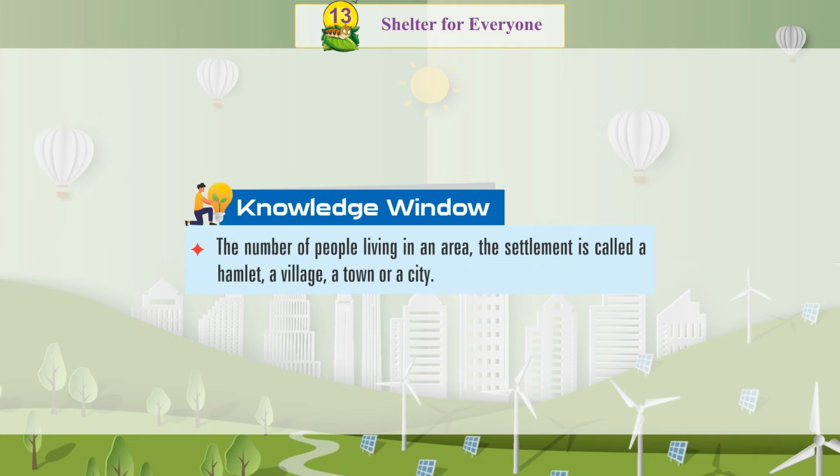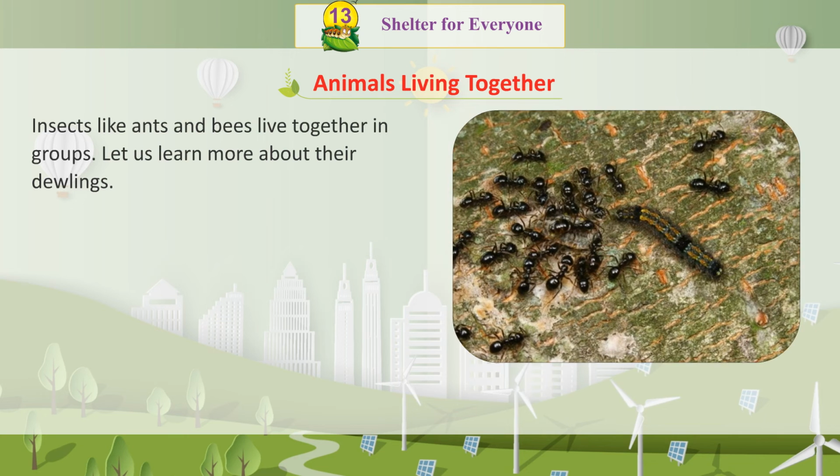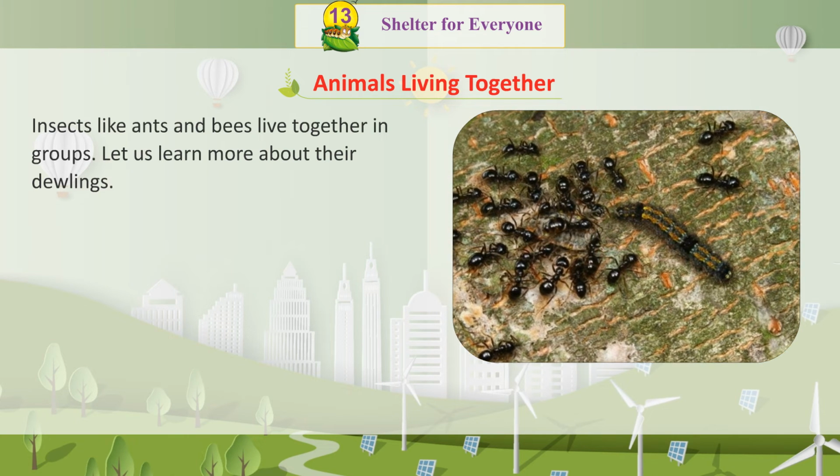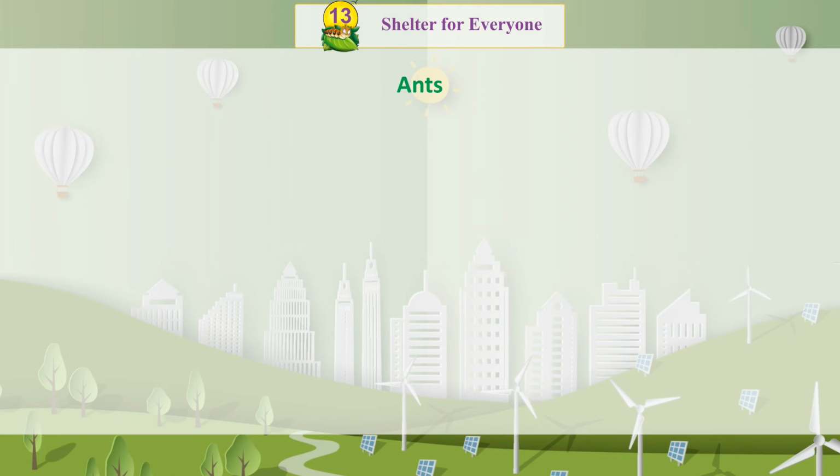Knowledge window. The number of people living in an area, the settlement, is called a hamlet, a village, a town, or a city. Animals living together. Insects like ants and bees live together in groups. Let us learn more about their dwellings.